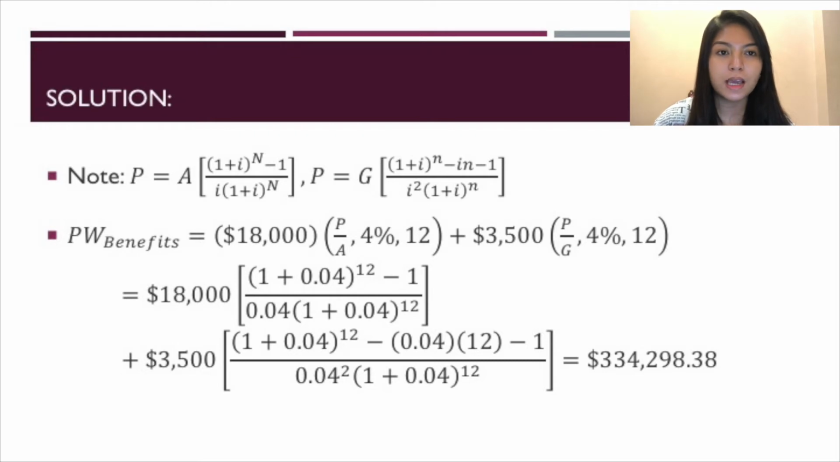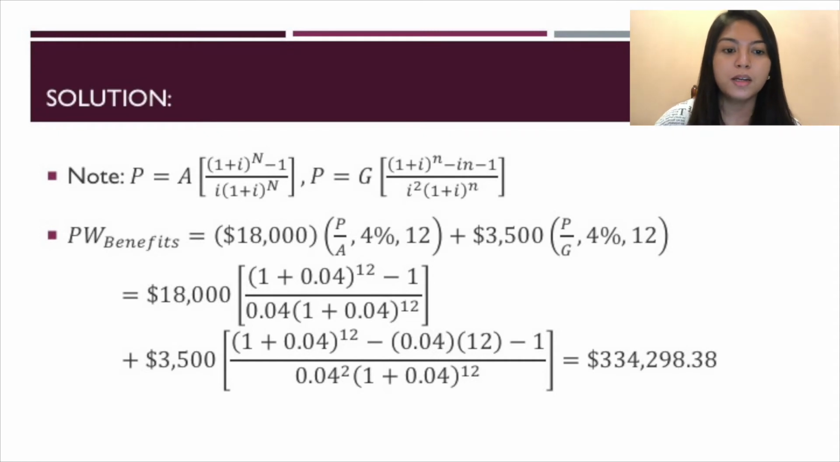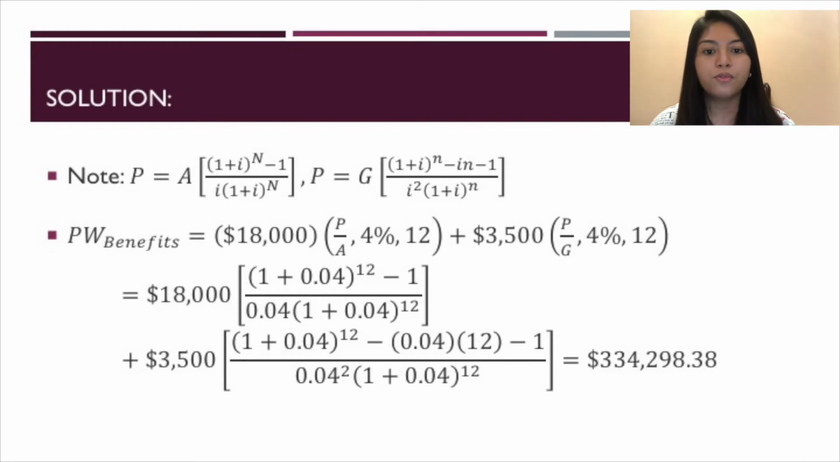From the given, there is an estimated $18,000 income for the first year, and from there an increase of $3,500 each year for the 12-year period at 4%. Substituting the values, we get 18,000 multiplied by ((1 + 0.04)^12 − 1) over (0.04 × (1 + 0.04)^12), plus $3,500 multiplied by ((1 + 0.04)^12 − 0.04 × 12 − 1) over (0.04^2 × (1 + 0.04)^12). We'll get $334,298.38. That's the present worth of benefits.